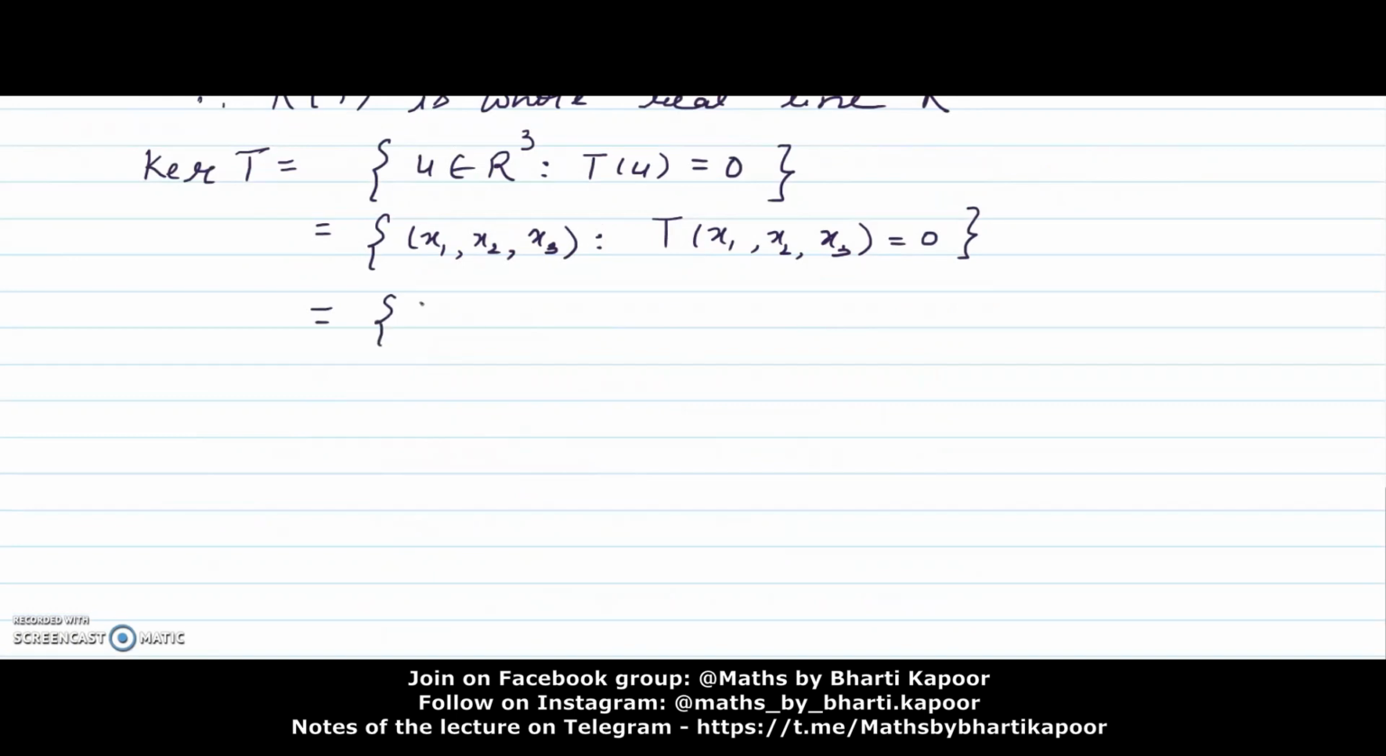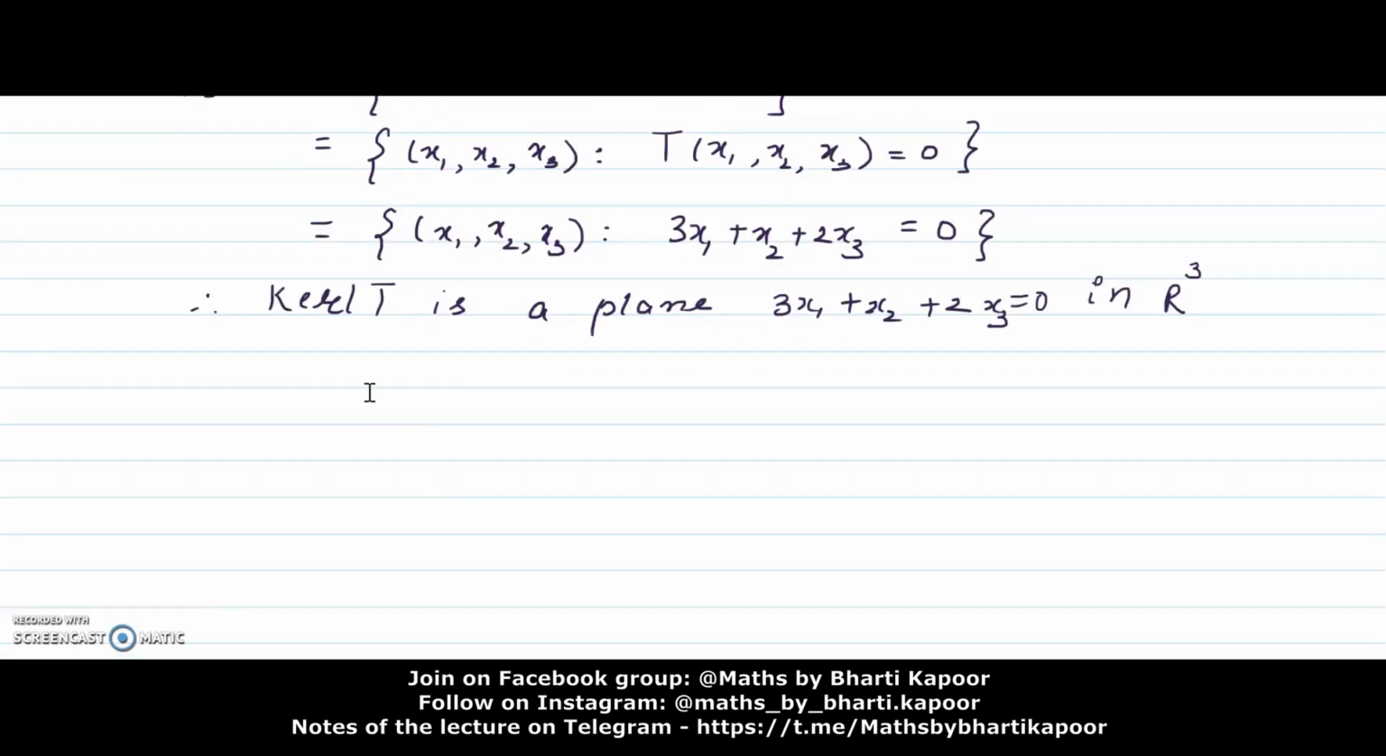This is equal to the collection of (x1, x2, x3). What is T(x1, x2, x3)? This is 3x1 plus x2 plus 2x3 equal to 0. So we are having all the possible values of x1, x2, x3 which satisfy this expression, which is a plane. Therefore, kernel T is the plane 3x1 plus x2 plus 2x3 equal to 0 in R cube.